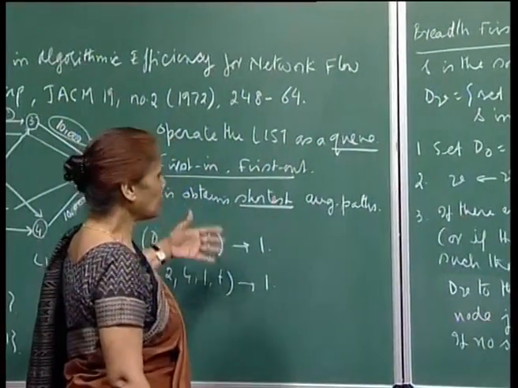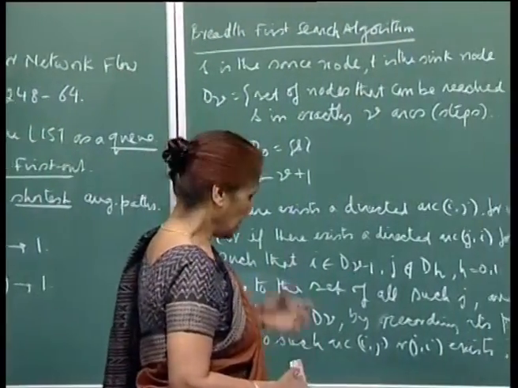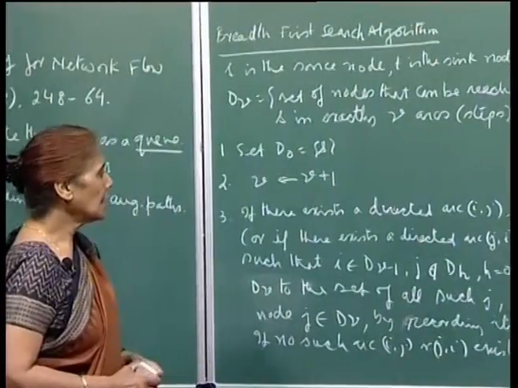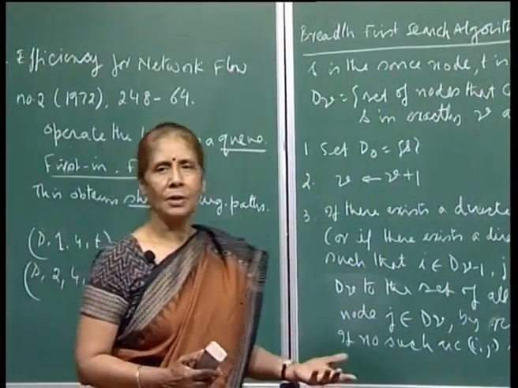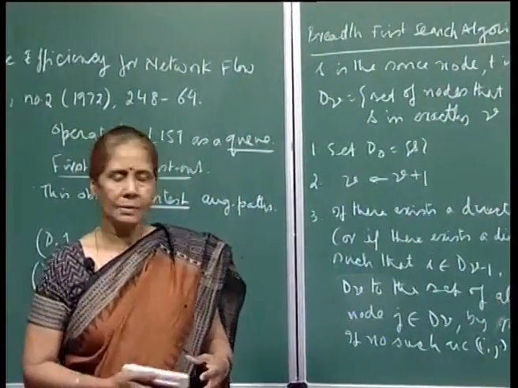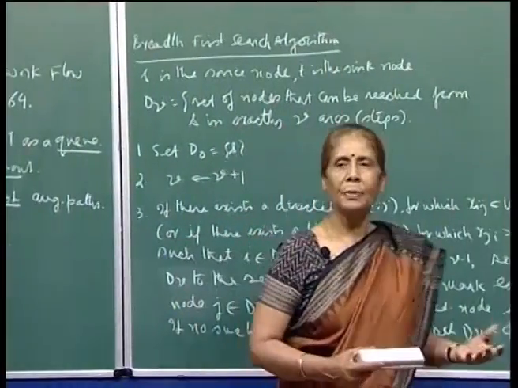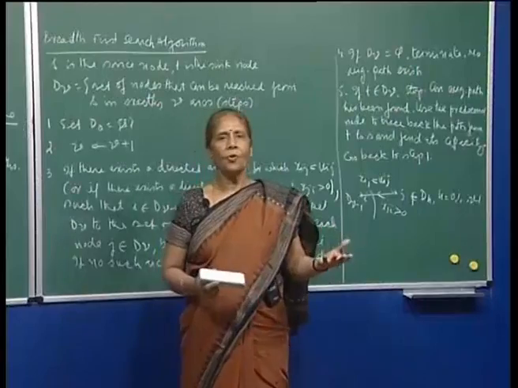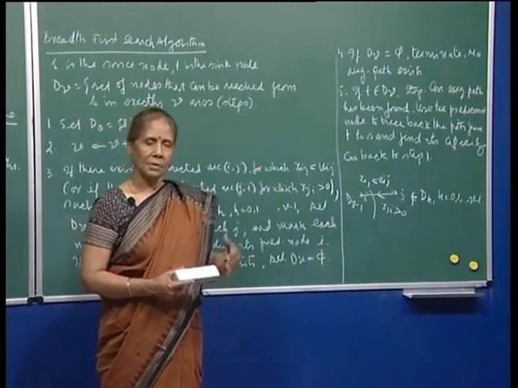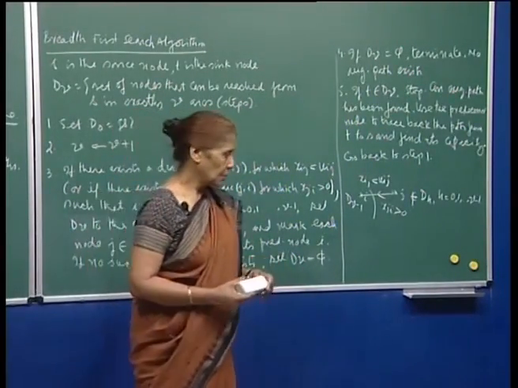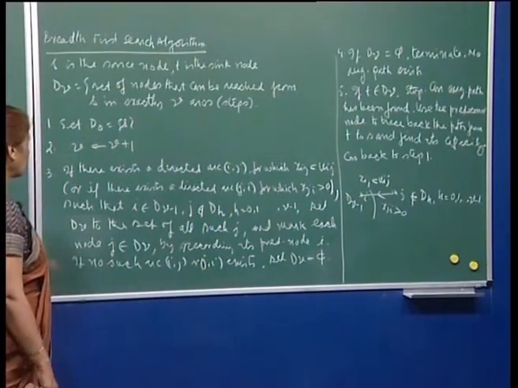When you work it out on a network, and when I show you the examples, you will see that this kind of search helps you find the shortest augmenting paths. In one iteration, suppose you find shortest augmenting paths of length, let us say, 4. Then in the next iteration you will find augmenting paths of length 4 or 5, and the length will go on increasing, and that is how it shows that the algorithm is finite.